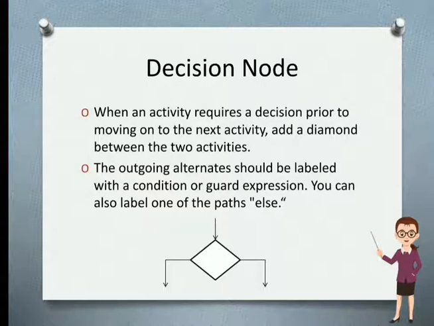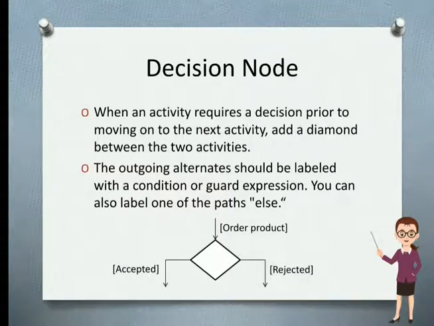So this is the notation for a decision node, where there is an incoming activity. Suppose you consider an example of book check availability. Check availability is the activity which has a decision: available or not available. If available, I am going to perform a different activity, and if it is not available, I am going to perform different activities, and that is represented with the help of this decision node.